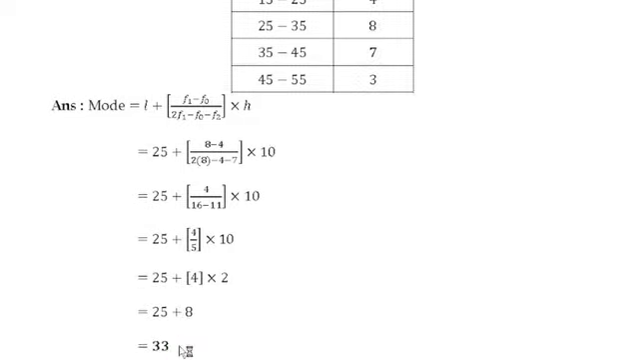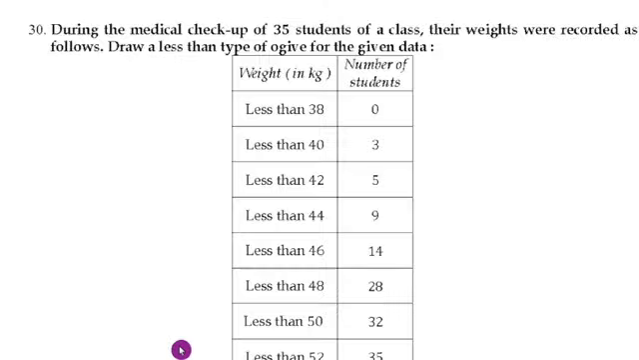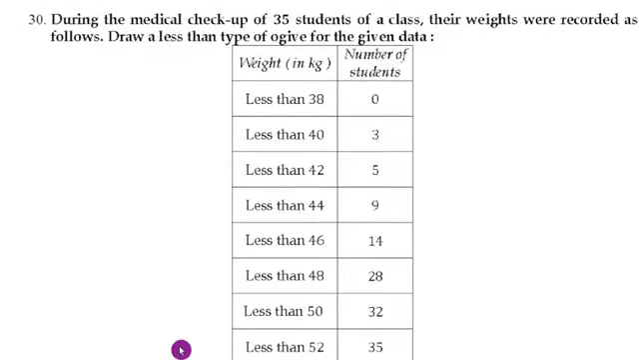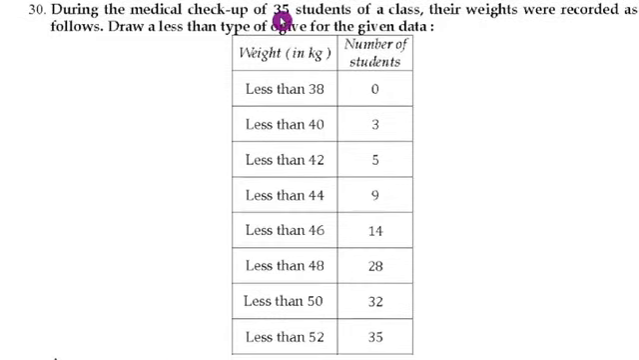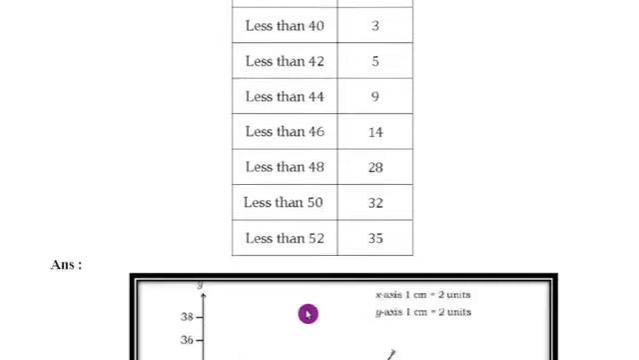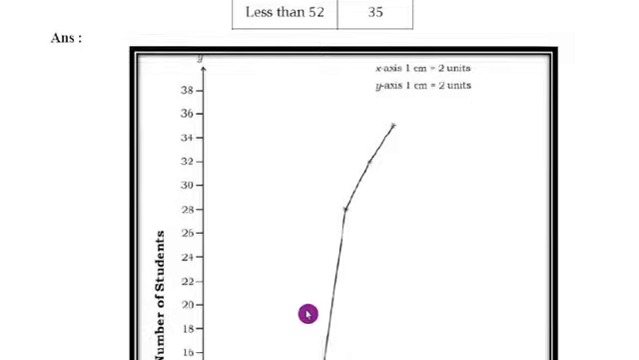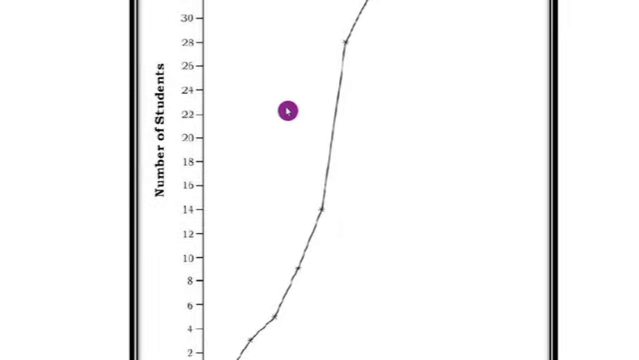So in statistics they will give these 2 questions. So all 3 you have to learn, children, so don't forget. Next one, 30th question. During the medical checkup, 35 students of a class, their weights were recorded as follows. Draw less than type OG for the given data. So here we have to draw the less than OG. So here they have given the data. By seeing that, easily you have to draw the OG.